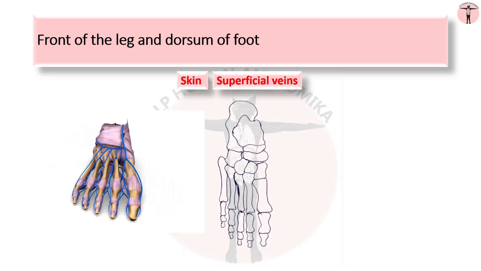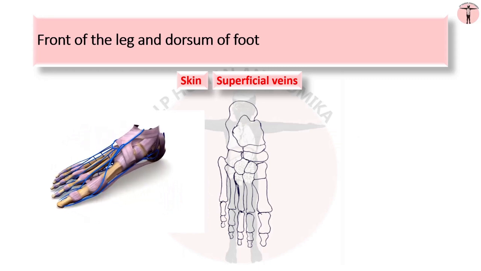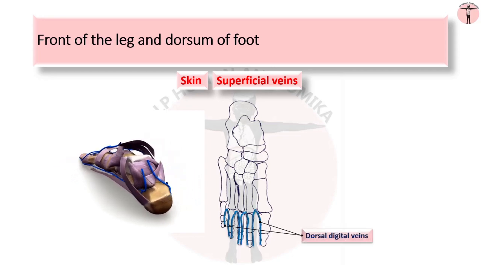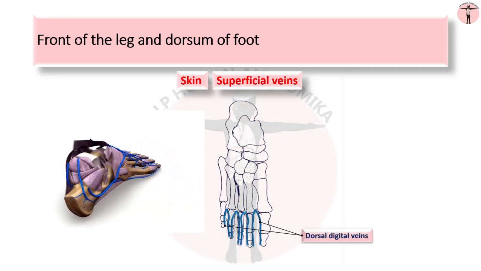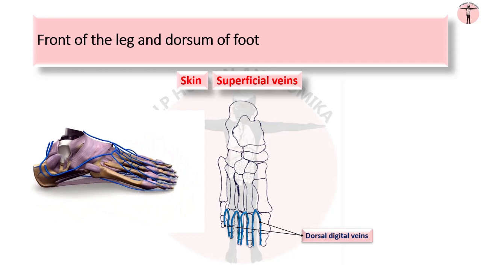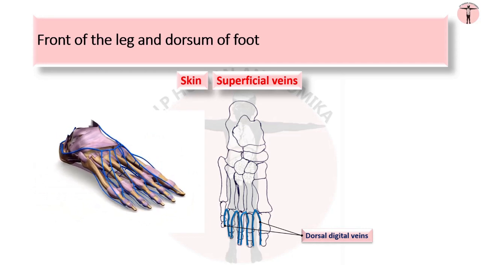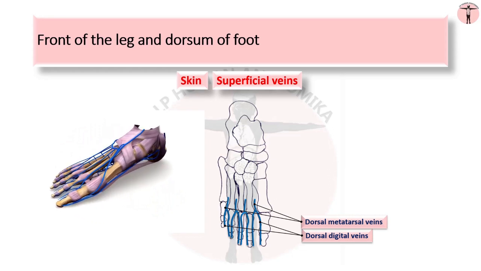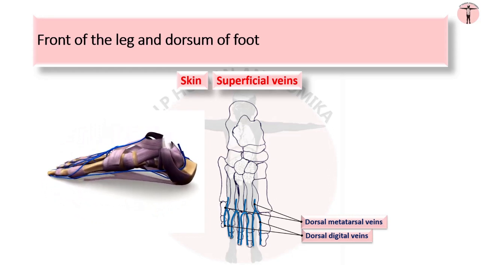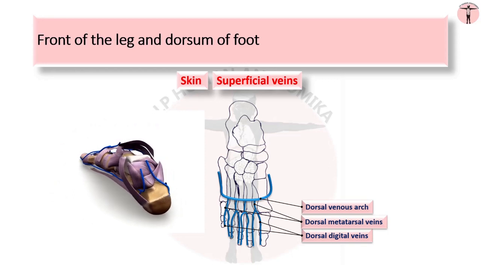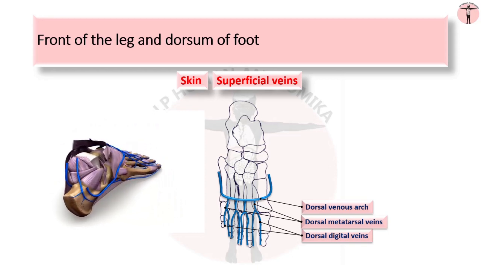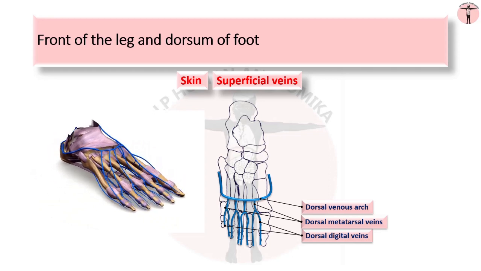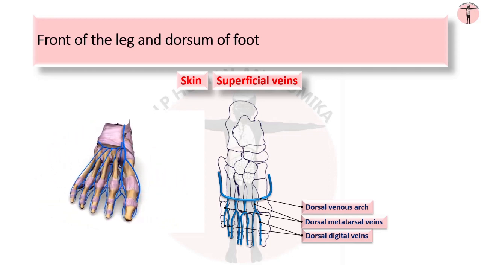Superficial veins of the front of the leg and dorsum of foot are as follows. There are two dorsal digital veins in each toe. Each joins the corresponding vein of the adjacent toe to form a dorsal metatarsal vein. The dorsal metatarsal veins join the dorsal venous arch. The dorsal venous arch lies on the distal parts of the bodies of the metatarsals. It drains the dorsum of the foot and toes.